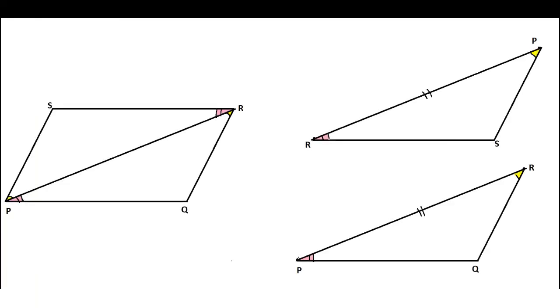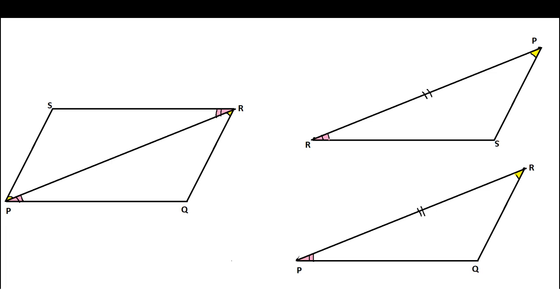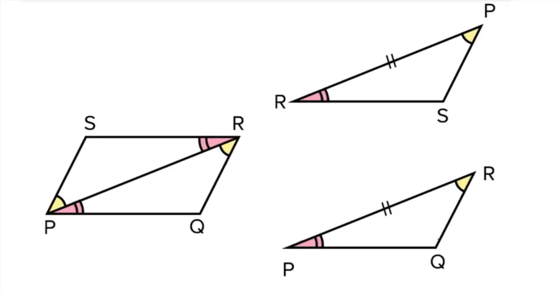Earlier हमने prove किया था that triangle PQR and triangle RSP are congruent triangles. So therefore the corresponding angles of these two triangles must also be equal. So it follows that angle Q equals angle S. Angle Q and angle S are the opposite angles of this parallelogram.